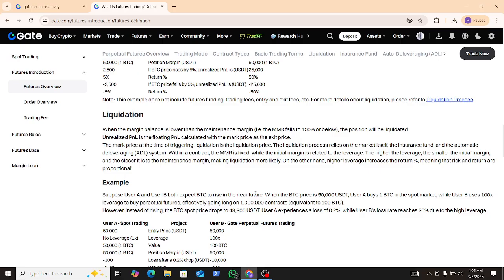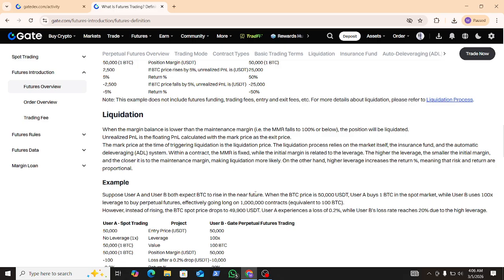Within a contract, the MMR is fixed while the initial margin is related to the leverage. The higher the leverage, the smaller the initial margin, and the closer it is to the maintenance margin, making liquidation more likely. On the other hand, higher leverage increases the return percent, meaning that risk and return are proportional.